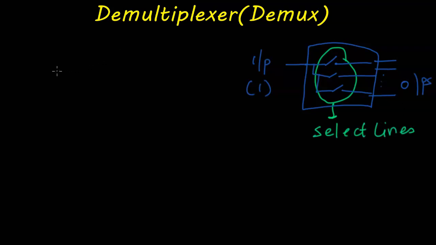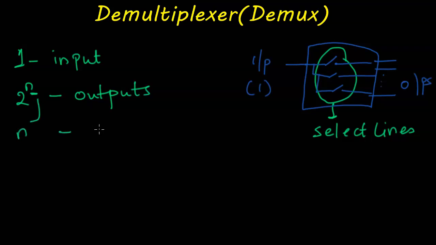So the mechanism behind the demultiplexer is the same as a multiplexer. The properties are: we have only one input, we have 2^n number of outputs, and with this n, we have n number of select lines. So there we have it.